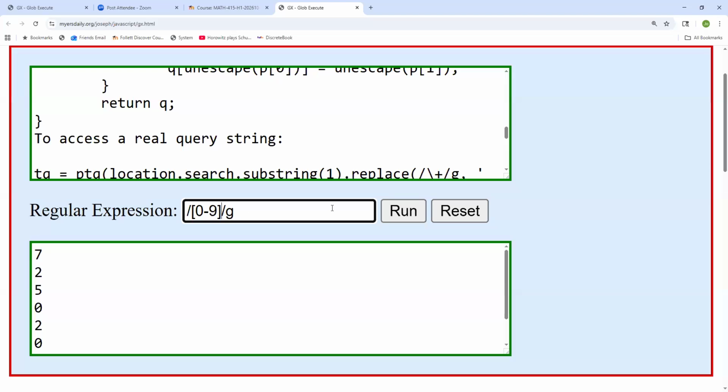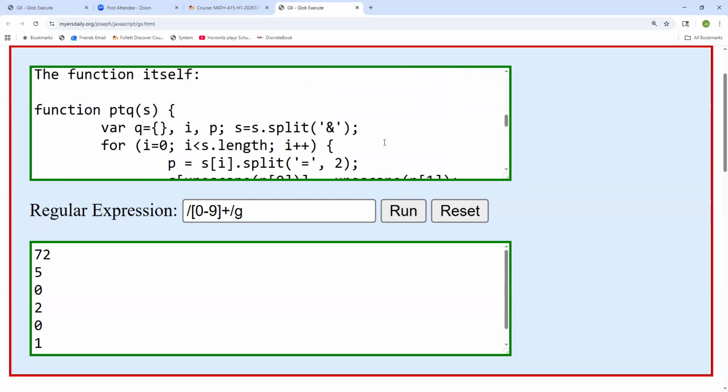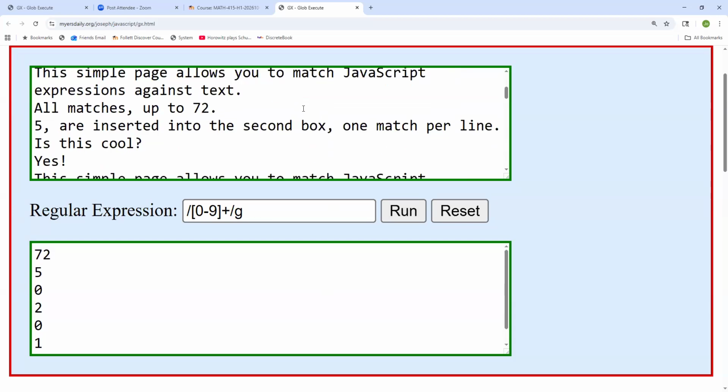Let's say, how about 0 through 9 plus? That finds one or more of them, and it's greedy, so it finds as many as possible in a row. So that finds 72, 5, 0, 2. Now see it, that number 72 that's up here, it now finds that. Instead of just finding the 7 and then the 2. But what if we had the 72 formatted like as a negative 72? If we run it, now it's just going to still find 72, even though it's actually negative 72. How do we make it find the negative with a number?